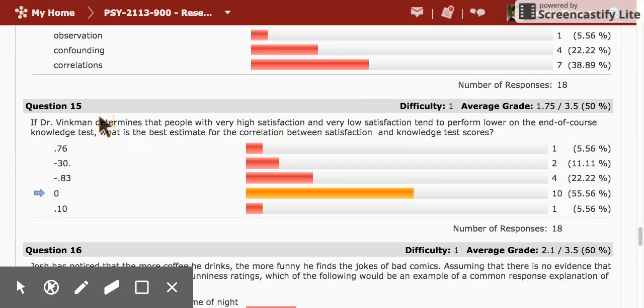So this one, Dr. Vickman determines that people with high satisfaction and very low satisfaction tend to perform low on the end of the course knowledge test. So that is a significant association. What's the best estimate for the correlation between satisfaction and knowledge test scores? The issue here is that it's very high and very low, right? And what we learned about outliers and all that is it kind of skews data. You have them on both ends, then the correlation is going to be 0 because they're balancing each other out.